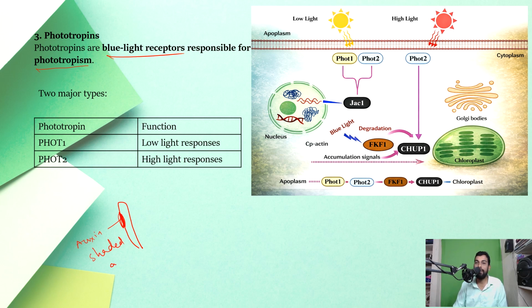What are the functions of auxins? Do you remember? It elongates the cells. So cell elongation happens in the shaded area. That means this side. What happens if there is more elongation? It bends towards the right side, right? So it can receive sunlight. We call this process phototropism.